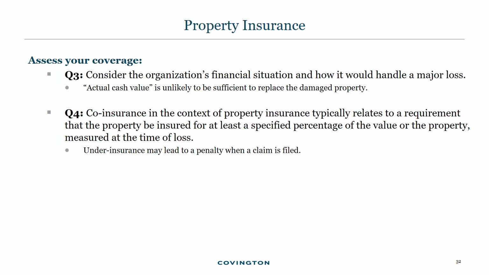Question 4, coinsurance, do you have it? In the context of property insurance, typically this relates to a requirement that the property be insured for at least a specified percentage of the value of the property measured at the time of the loss. In other words, the insurance company is wanting to know, are you actually paying them enough for the current value of your property? And if your policy has not been reviewed in several years, it's possible that the value of your property is different than is listed in the policy.